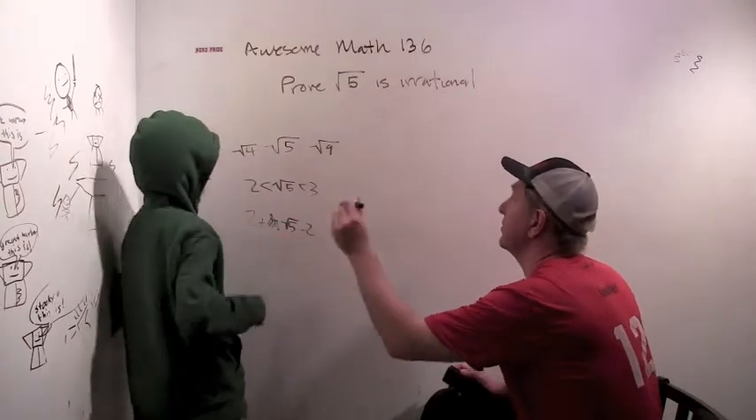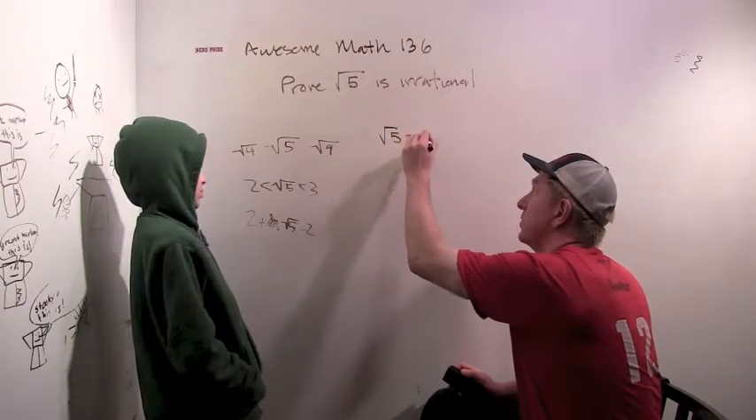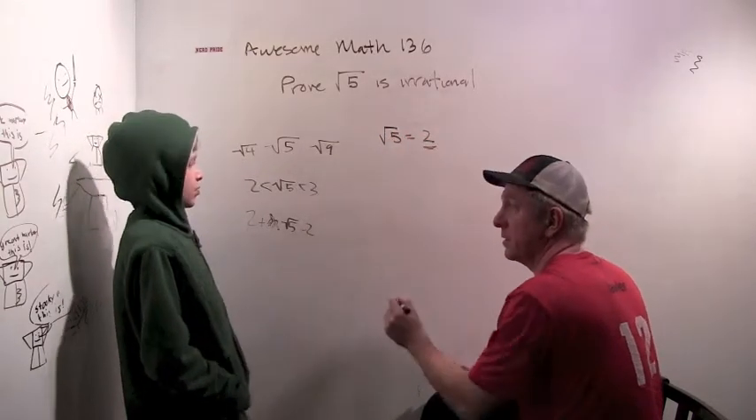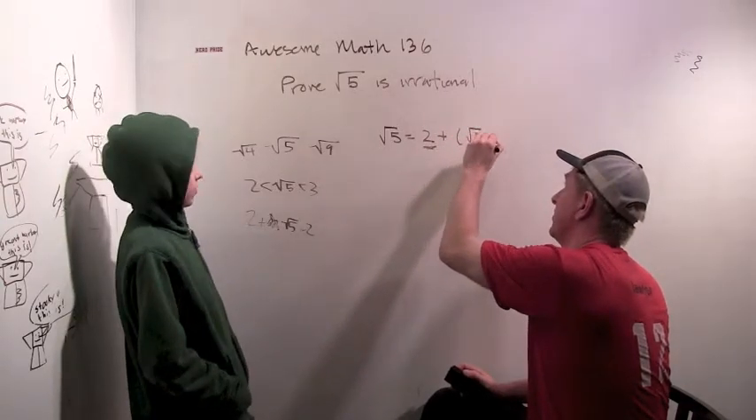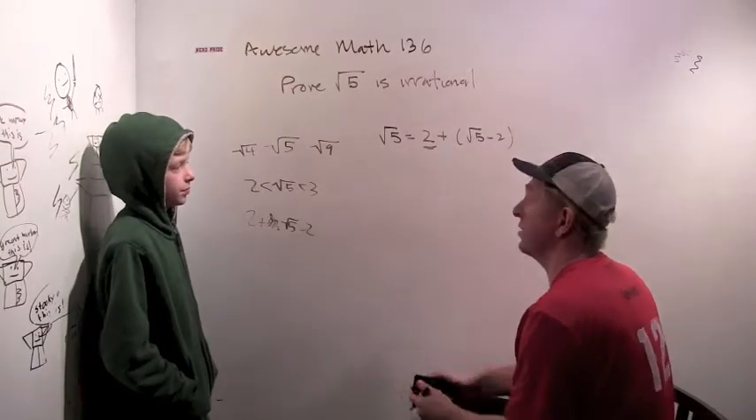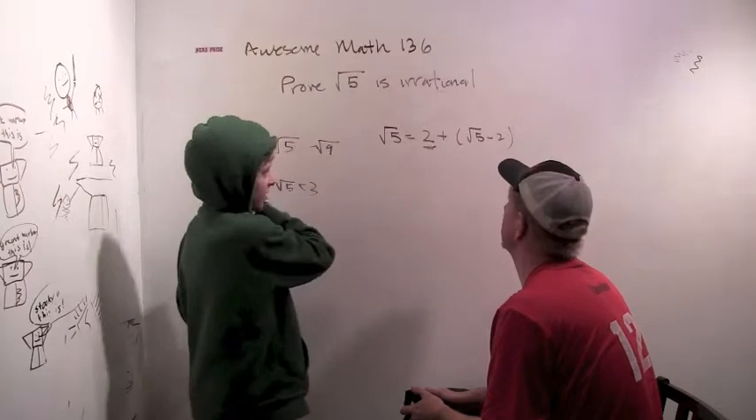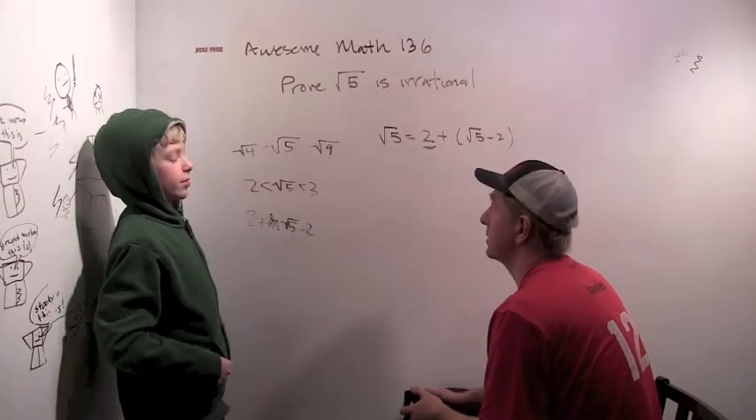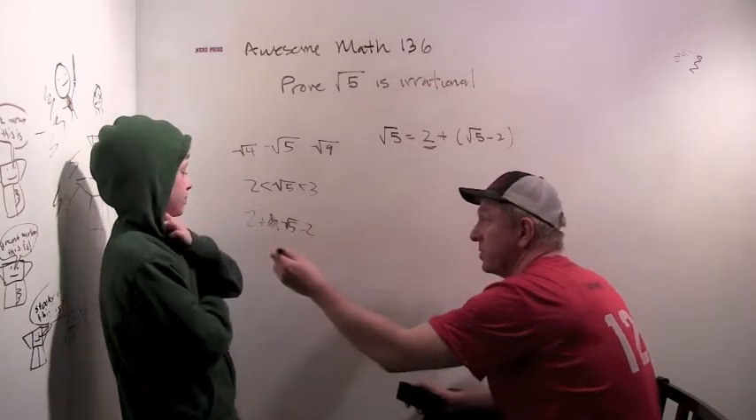Okay, let's just review that step. All we're saying here is the square root of 5 equals 2 plus something, and it's easy to say just the square root of 5 minus 2. And this definitely equals the square root of 5, right? Why? Well, because the 2 and the minus 2 cancel, we get square root of 5 equals square root of 5. Okay, very good. So you figured it out: 2 plus the square root of 5 minus 2.